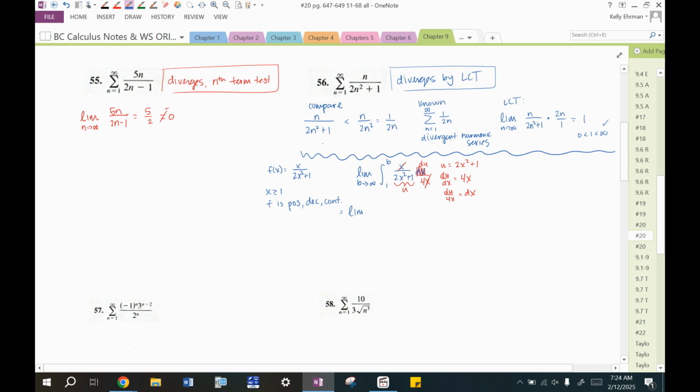So we have the limit as b approaches infinity of 1/4 times the integral from 1 to b of just 1 over u du. And what is that equal to? So let's get our antiderivative here. The antiderivative of 1 over u is ln of u. Let's put u back in there, 2x squared plus 1, evaluated from 1 to b.